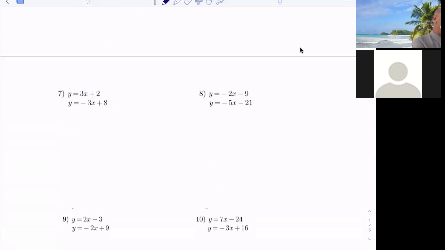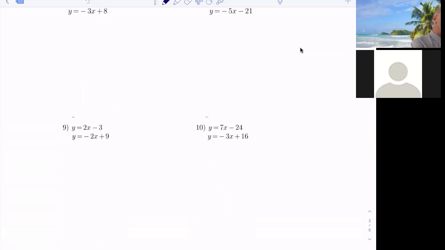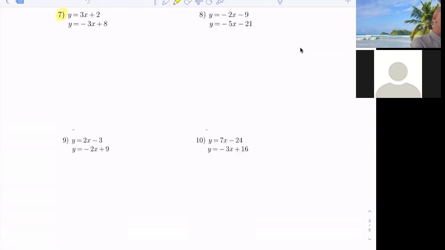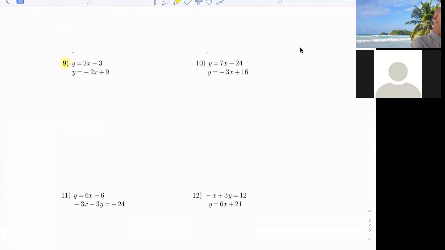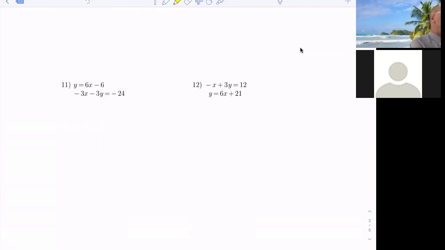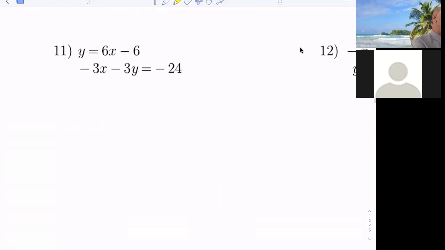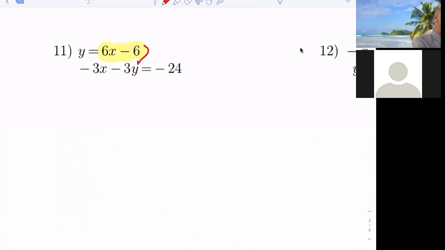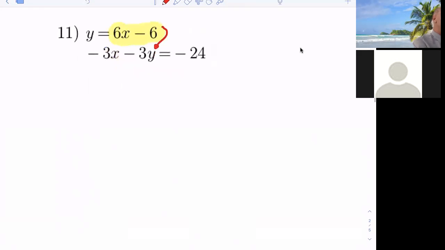All right. Now, I want everybody to highlight 7 for me. Highlight 9. Now I'm going to drop down to something a little bit more challenging. Here we go, number 11. Again, what does y equal? 6x minus 6. So that means wherever I see a y, now please watch, y is right here. This one's different. So now watch me set this up and make sure you're following.